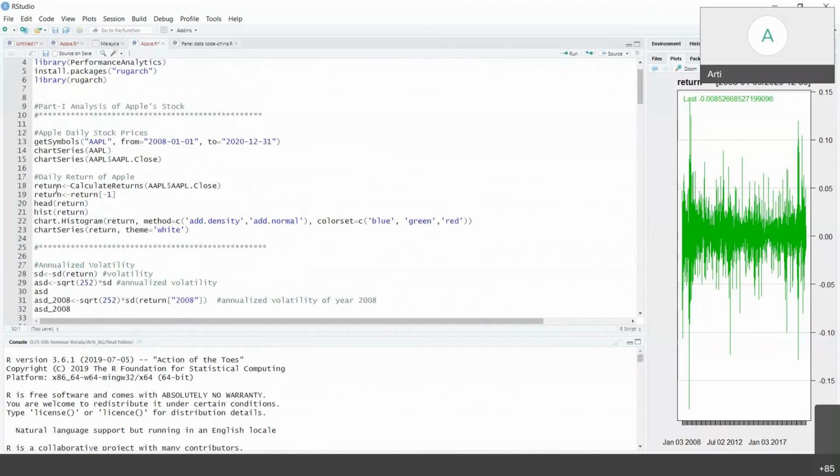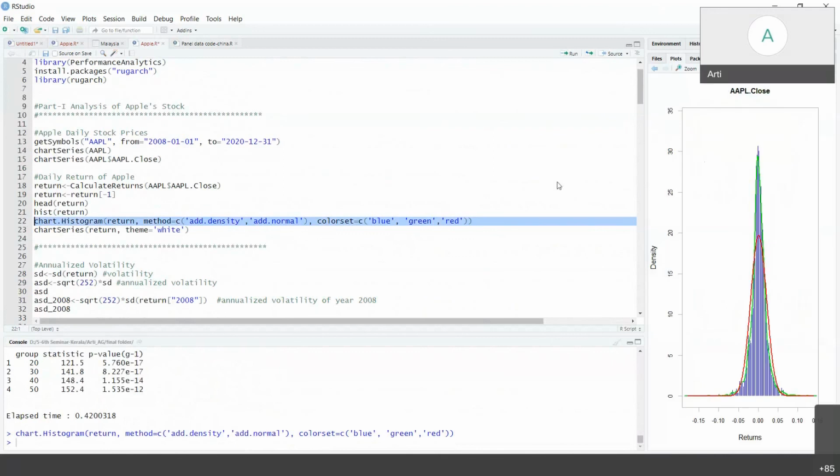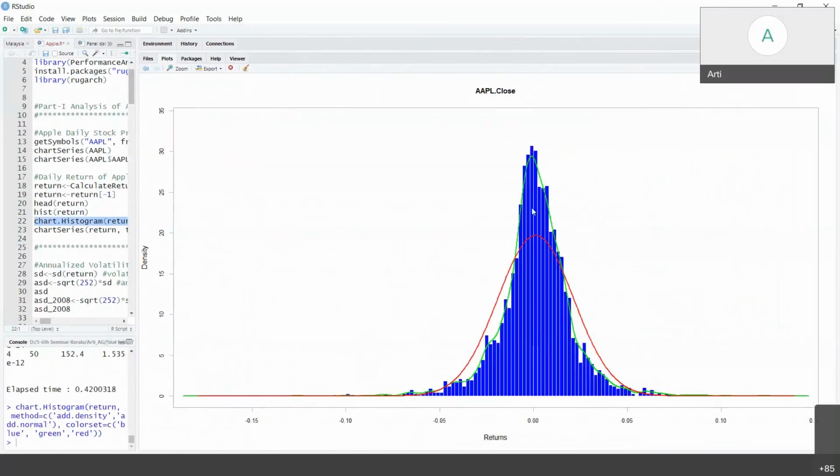We have seen the histogram, if you remember this one. By seeing this graph we understood that the normal distribution will not be fitted. So far I ran the GARCH 1-1 model with the normal distribution, and my model also says there is scope for model improvement. From the histogram also I understand that the normal curve is not fitting, so there is scope for another model to build upon and then predict future prices, or let's say future returns.